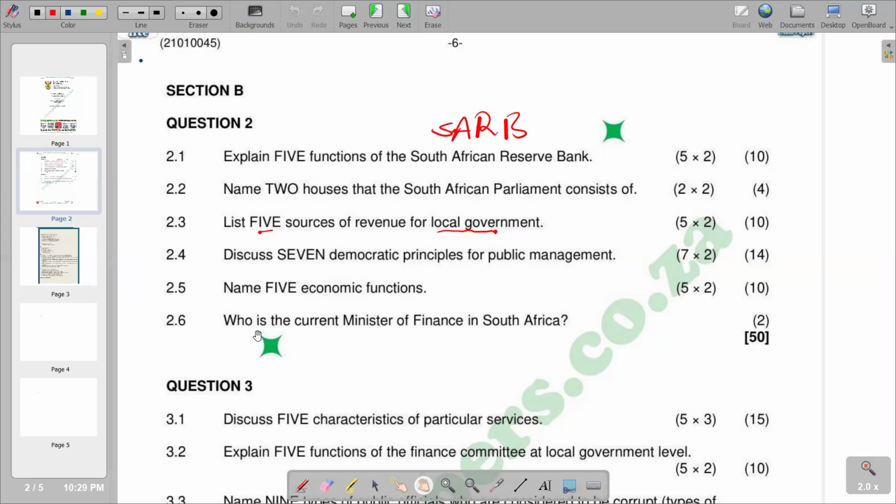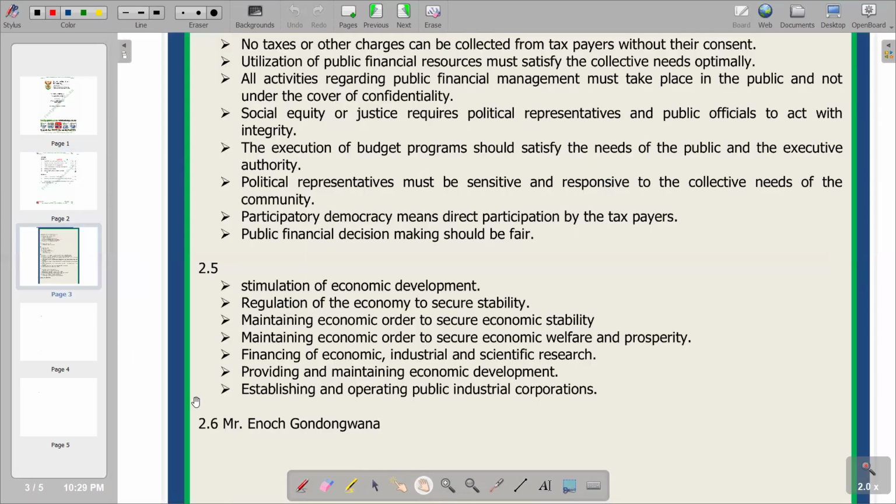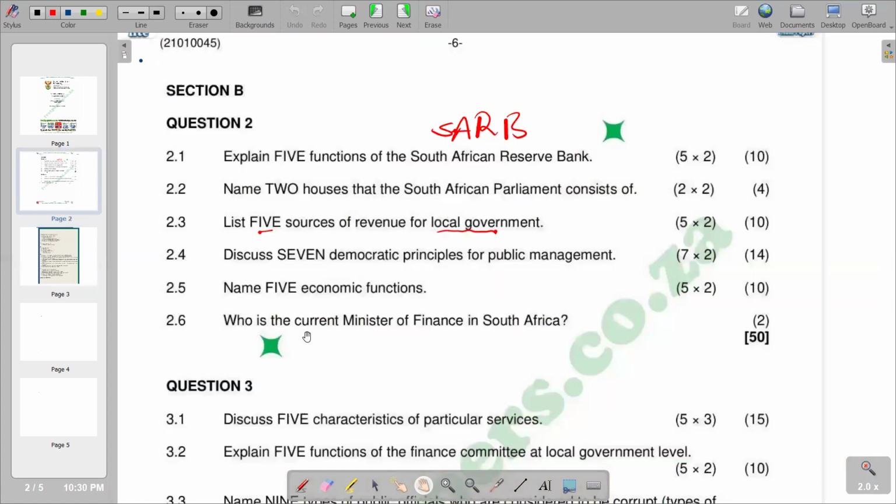Then the last question says, who is the current Minister of Finance in South Africa? You'd see that the current minister that we have is Mr. Enoch Godongwana, the Minister of Finance. So this is the last question that we have according to our question 2. And we can take note that our question 2 has 50 marks.